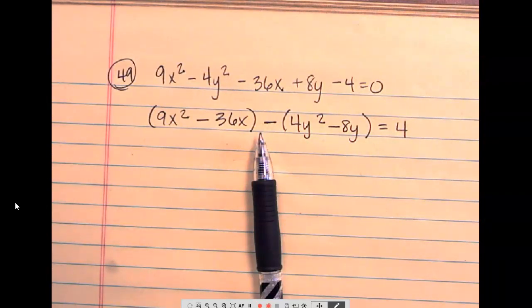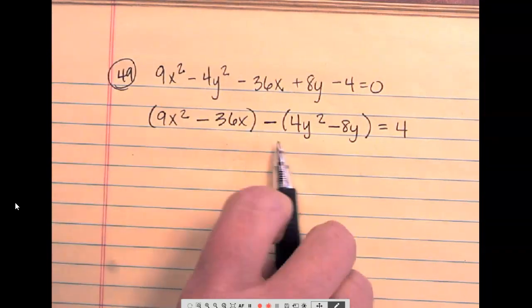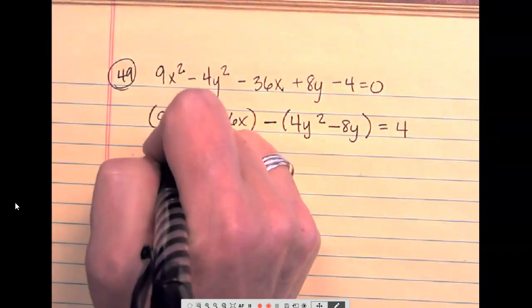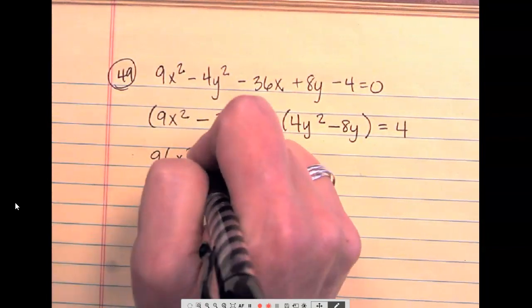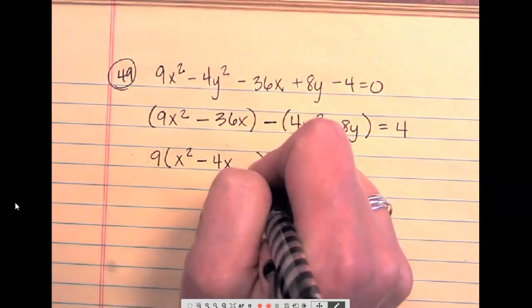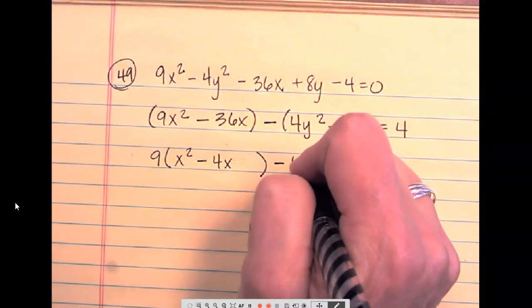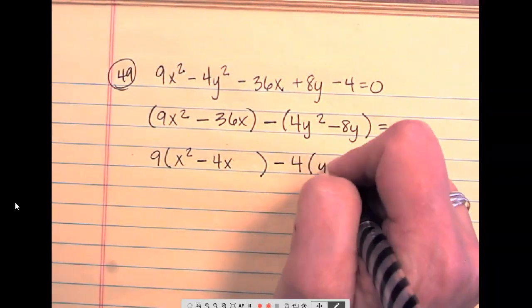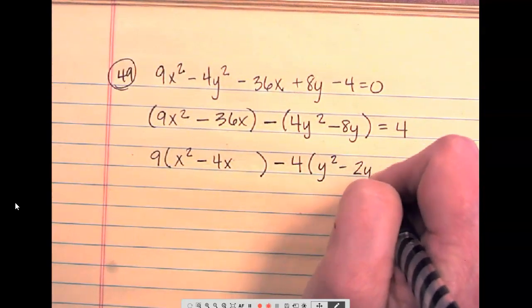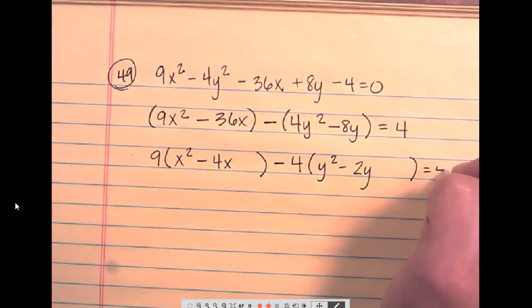Okay, what did we do next? Factored out that lead number. So I'm going to factor out a 9 here. X squared minus 4x, leave your space, minus 4 times y squared minus 2y, leave some space.